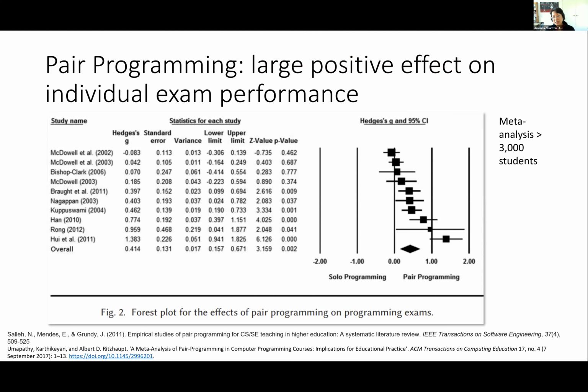And here is one meta-analysis of 3,000 students. How do we read the graph? The red line is the no effect line. You see all of the squares are on the right side, which means that pair programming has a large positive effect compared to solo programming, which means you learn it by yourself. And you'll notice that in the forest plot, the effect size actually increases as the studies are more recent. That's probably because of two things. It's taught better, and secondarily, students are more accustomed to learning in a collaborative way rather than expecting to be spoon-fed by lectures from the teacher.